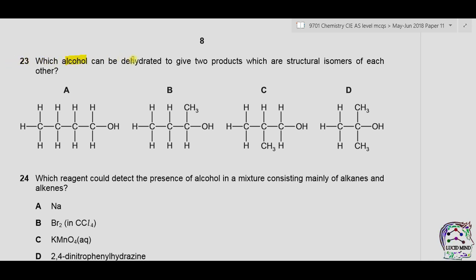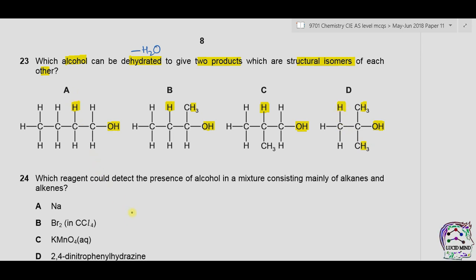Question 23. Which alcohol can be dehydrated to give 2 products which are structural isomers of each other? Now dehydration means removal of H2O. As we have alcohol, from one carbon atom OH will be removed, and from the adjacent carbon a hydrogen atom will be removed. Similarly from this, OH is removed from this carbon, and a hydrogen atom can be removed from this carbon which is adjacent, or from this carbon which is also adjacent. Similarly in C we have an OH group that is removed from this carbon atom, and hydrogen is removed from the adjacent carbon. In D again we have OH which is removed from this carbon, and this carbon is adjacent, this is also adjacent, and this is also adjacent.